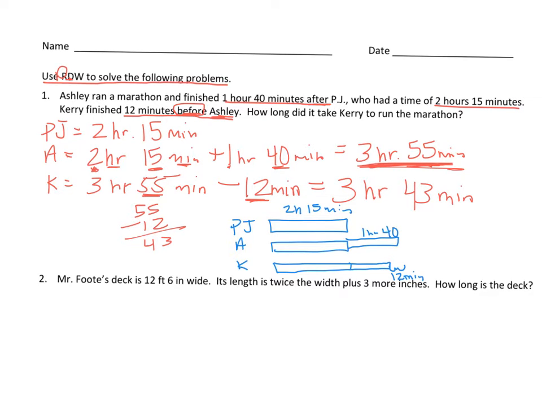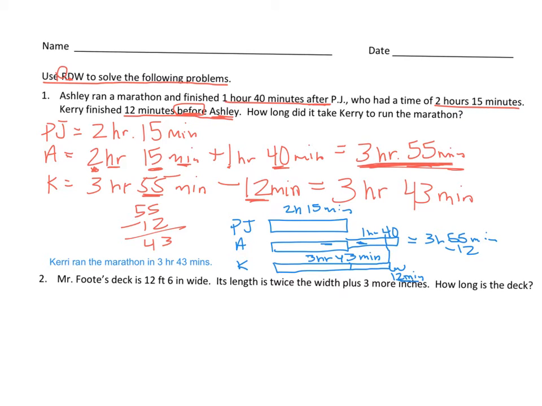So based on my diagram, I know that if I add these two together, my whole amount is going to be 3 hours and 55 minutes. And then I'm going to subtract that 12 minutes that I did up here from this to get my total for Carrie, which is 3 hours and 43 minutes. Now the very last thing I need is just my answer statement. And there it is right there. Carrie ran the marathon in 3 hours and 43 minutes.